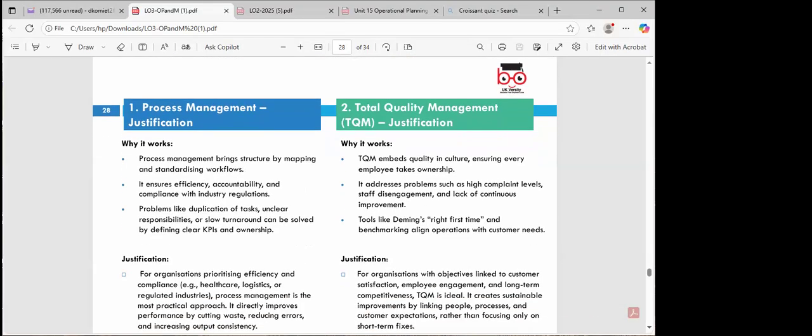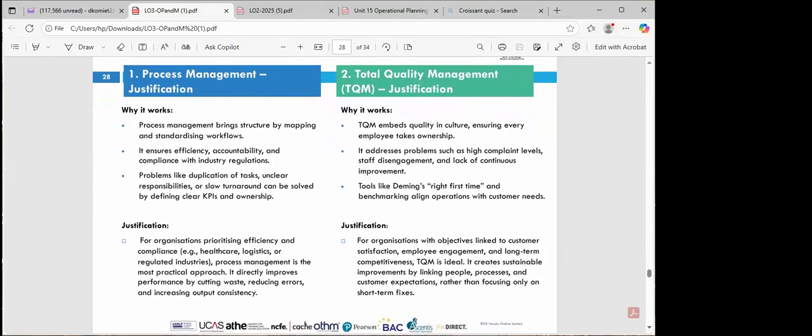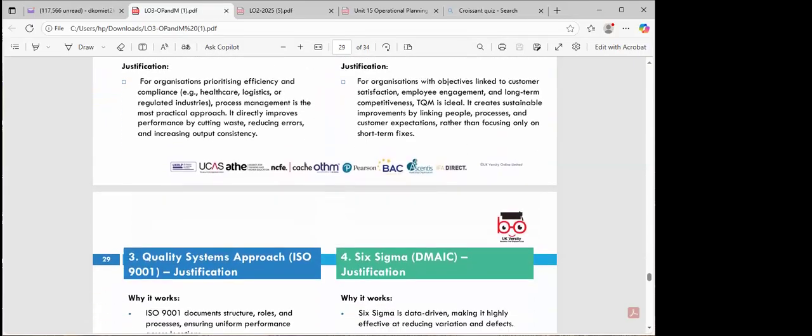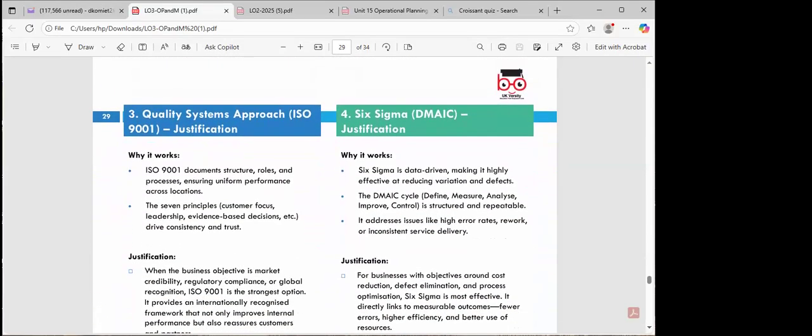Why it works? TQM embeds quality in culture, ensuring every employee takes ownership. It addresses problems such as low compliance levels, staff disengagement, and lack of continuous improvement. Okay, very, very important. Quality systems approach, ISO 9001 justification. Why does ISO 9001 work? Documented structure, rules, and processes ensure uniform performance across all locations. The seven principles, customer focus, we spoke about leadership, evidence-based decisions, drive consistency and trust.